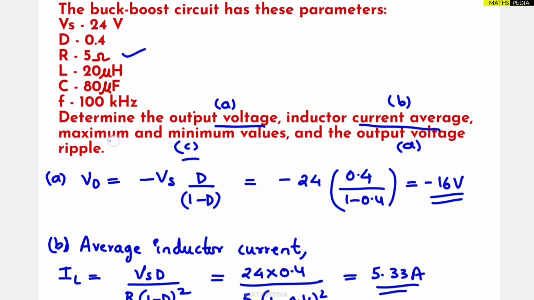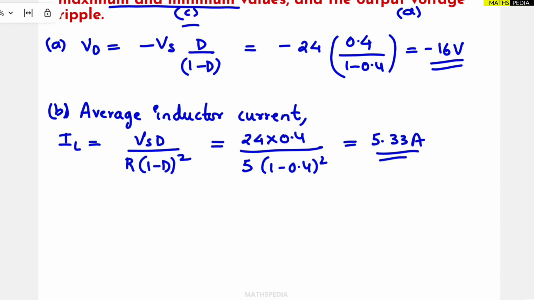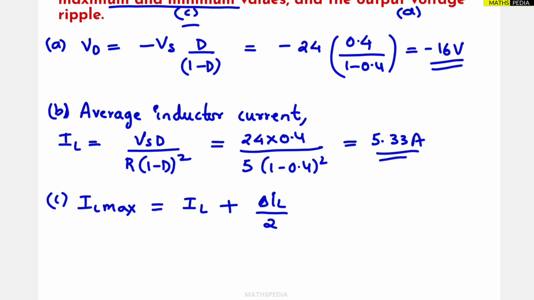Next, the C part is to find the maximum and minimum inductor current values, IL max and IL min. IL max, by the direct formula, is the average inductor current IL plus delta IL by 2, where delta IL is the change in current. For IL we already have the answer. Now we have to find delta IL by 2. We can find it first, or otherwise directly substitute.